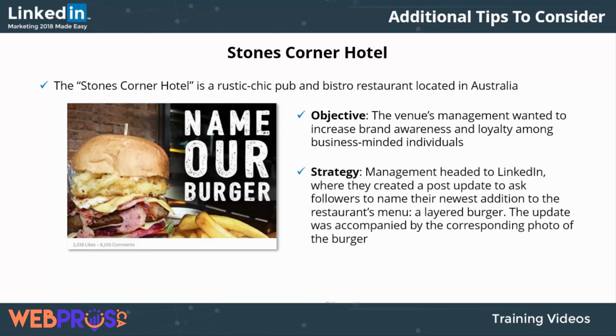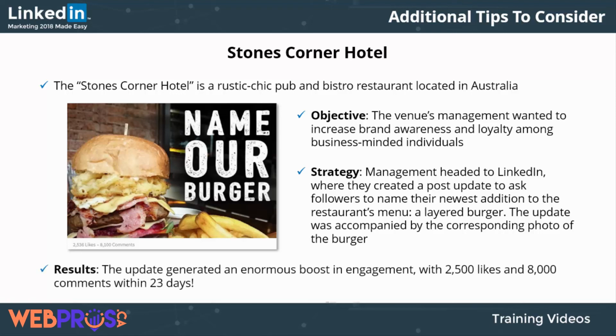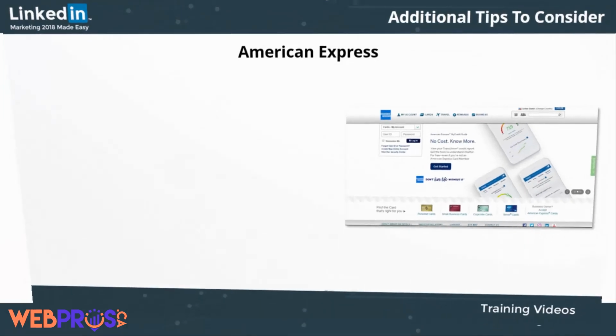Strategy: management headed to LinkedIn, where they created a post update to ask followers to name their newest addition to the restaurant's menu, a Laird burger. The update was accompanied by the corresponding photo of the burger. Results: the update generated an enormous boost in engagement, with 2,500 likes and 8,000 comments within 23 days.